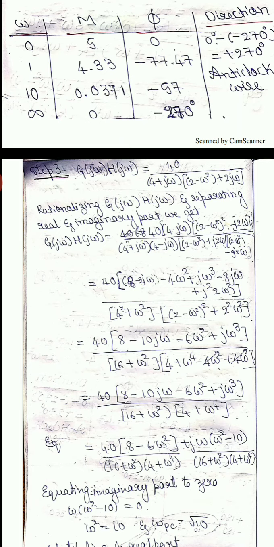Then you'll get omega into omega square minus 10 is equal to 0. We have equating the imaginary part. Then omega square minus 10 is equal to 0, omega square is equal to 10, omega pc, that is phase crossover, is equal to square root of 10. Next, substituting the omega pc value in the real part.